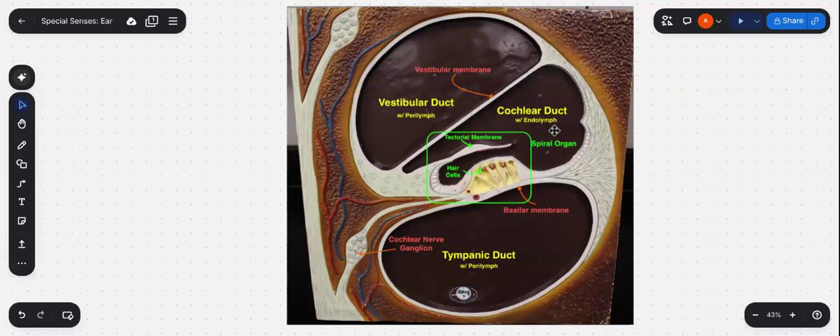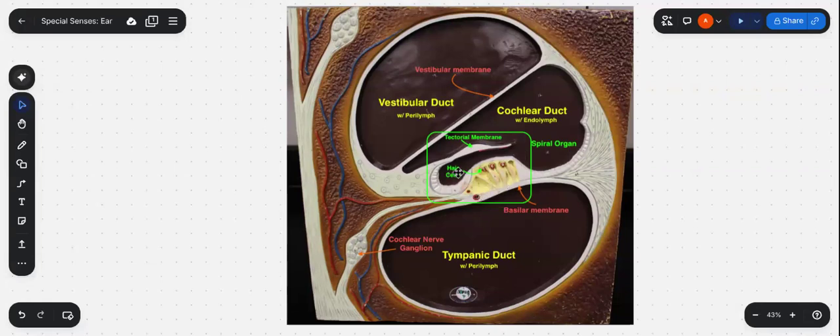Now within the cochlear duct, you have endolymph. I often think of the mnemonic PEEP, P-E-E-P, to remember that there is perilymph within the vestibular and tympanic duct, and then endolymph within the cochlear duct. Within the cochlear duct, you also have your spiral organ. You can see this boxed area in green. This is known as your spiral organ.